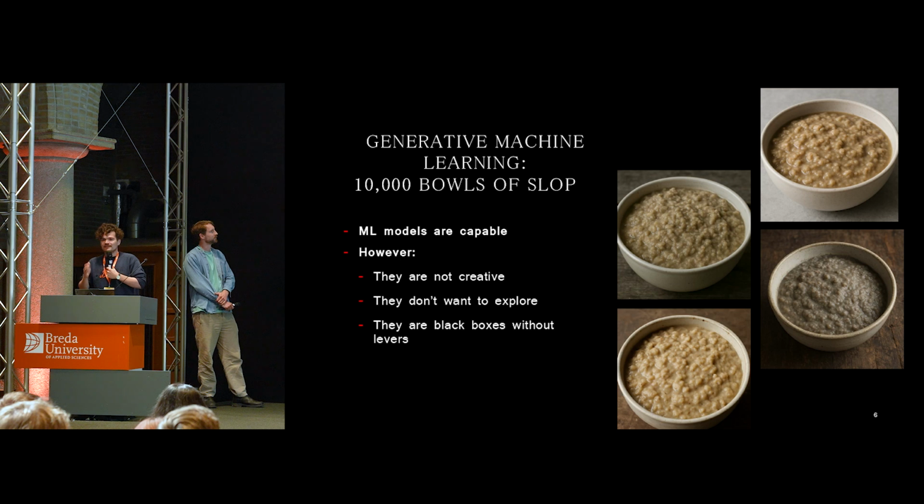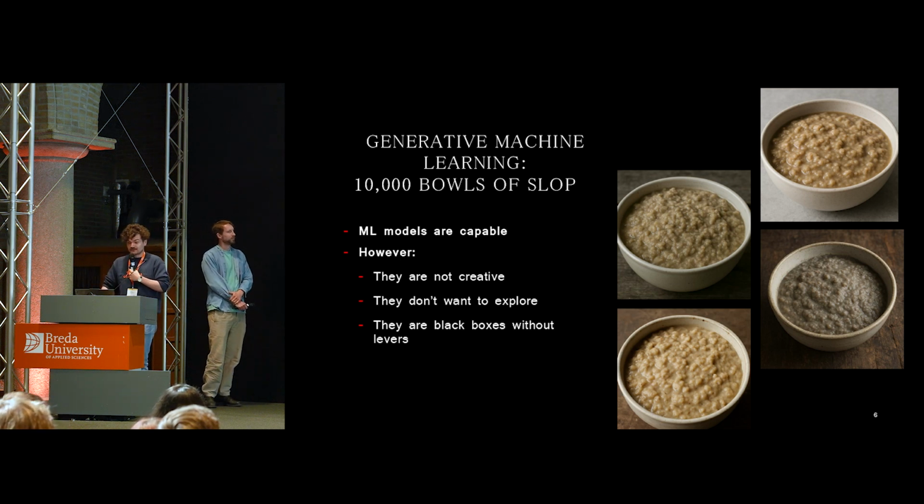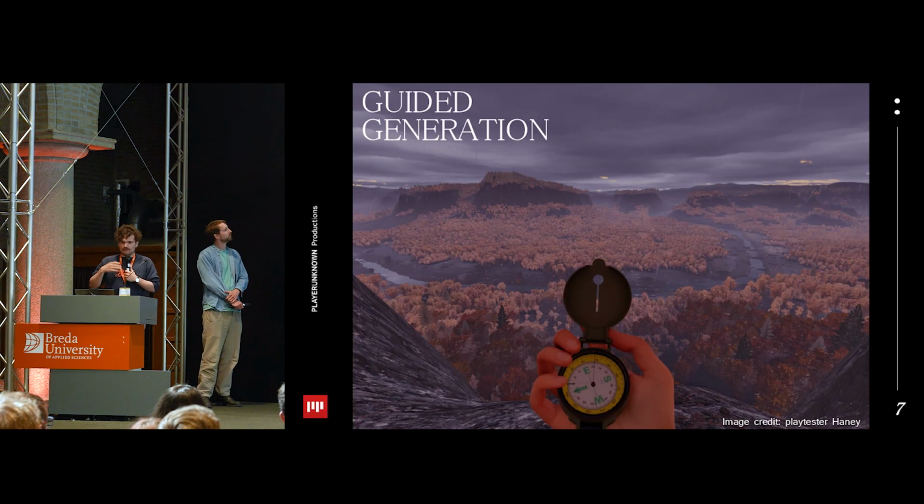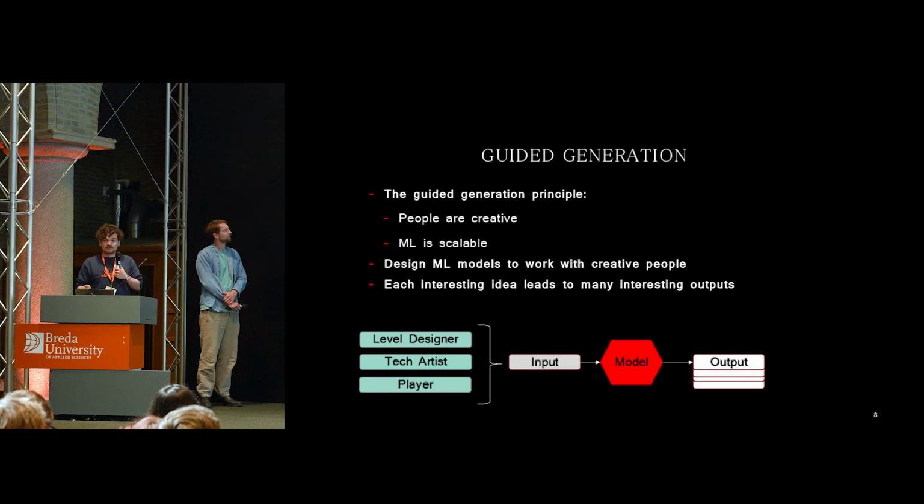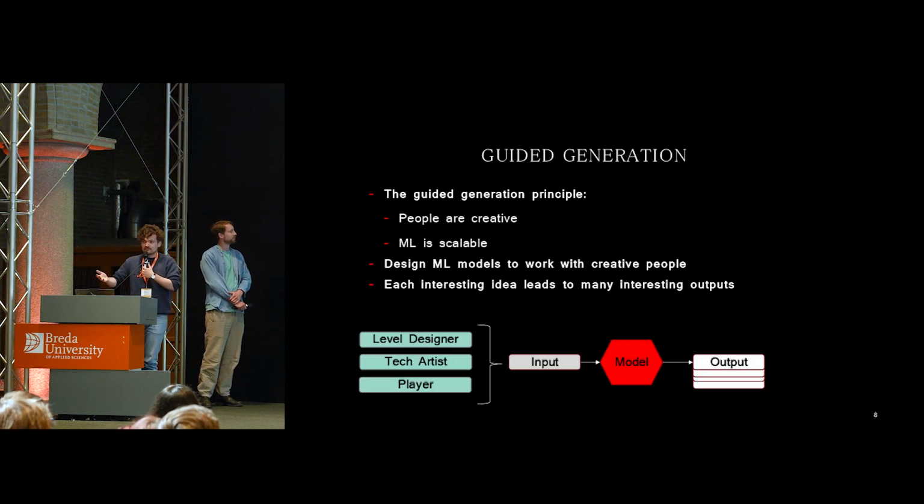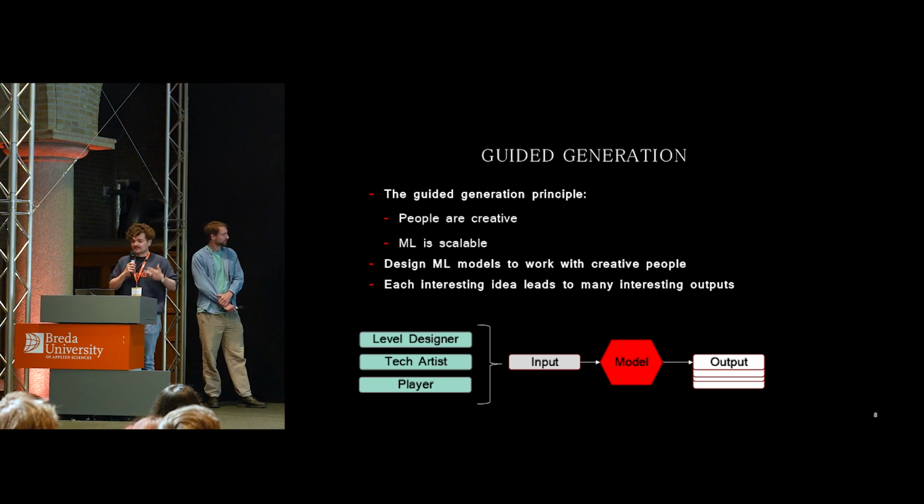So dealing with this 10,000 bowls of slop problem led us to this concept that we call guided generation. Our principle with this is that we know people are creative. There's a lot of creative people in this room, and a lot of creative people in our company, whether they're level designers, tech artists, or even players. But we know it takes a lot of time to create something. But the machine learning model is scalable. It can exist on my computer. It can run in a few GPU seconds and create something entirely new.